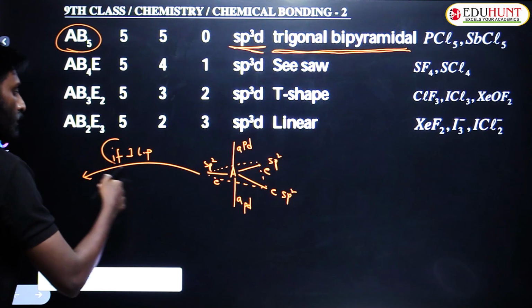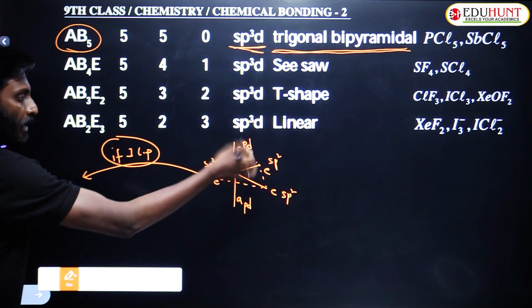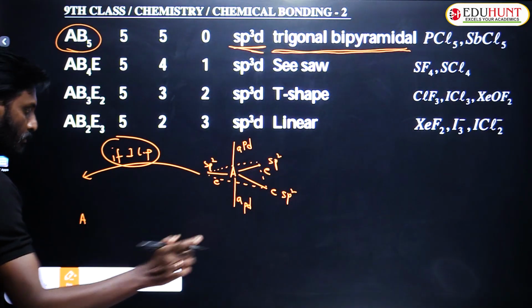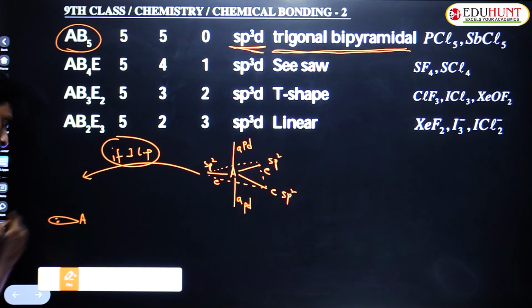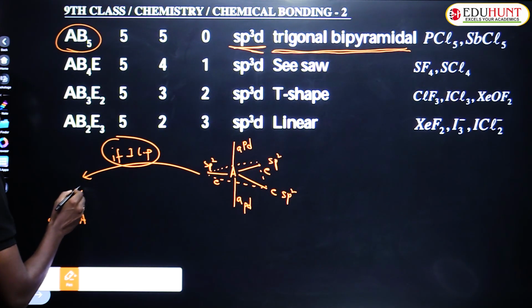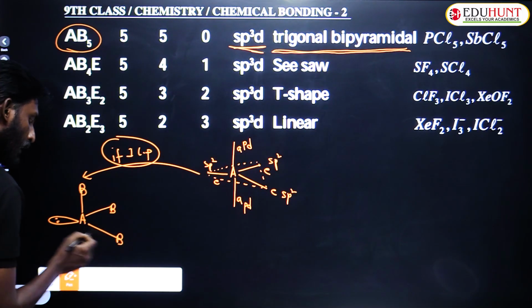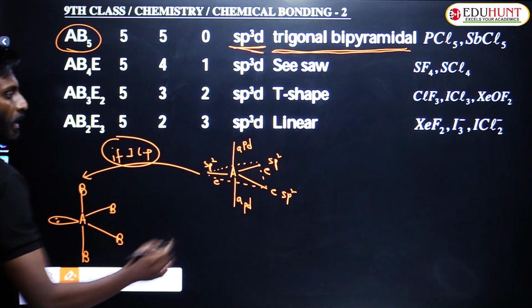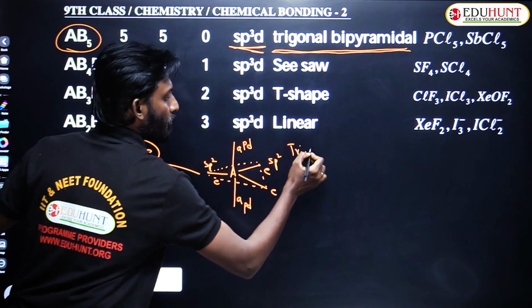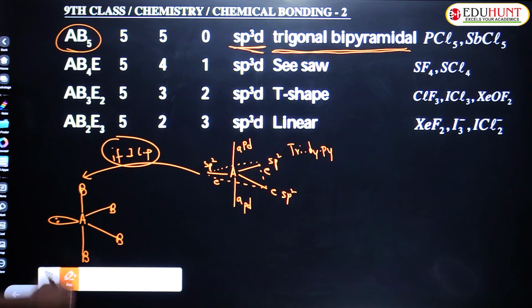Now, come to this part. What happens when there is one lone pair? Among these 5 pairs, if there is only one lone pair, give that lone pair one of the equatorial positions. The rest are all bond pairs, AB4E. The electron geometry is the same, trigonal bipyramidal.